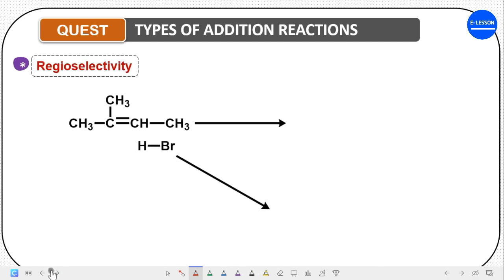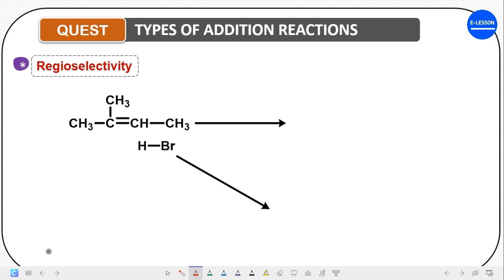Now let's look at the next. Regioselectivity of addition reaction. Now when we talk about regioselectivity, we mean that whenever addition reaction occurs, more than one product can be formed. Are you getting it? More than one product can be formed. But the question is, which of the products will be the major product and which will be the minor product?